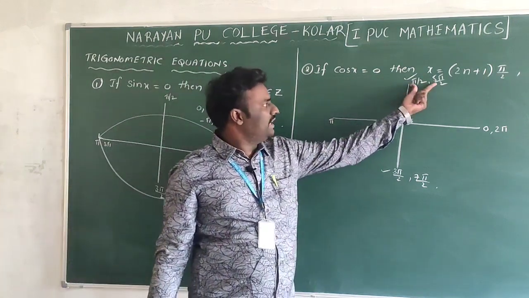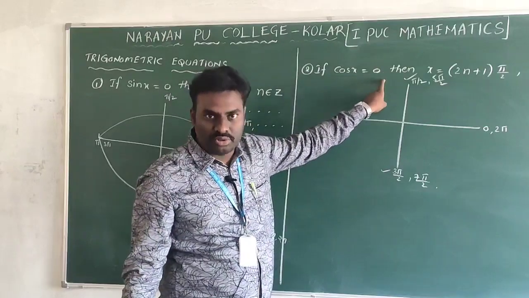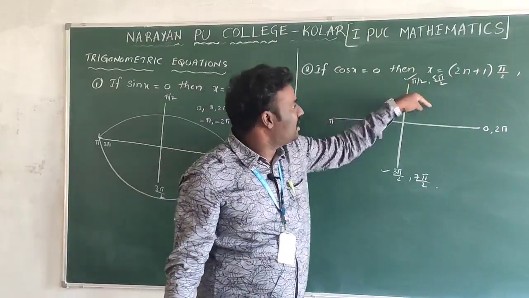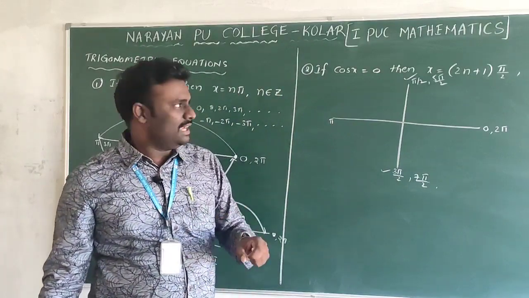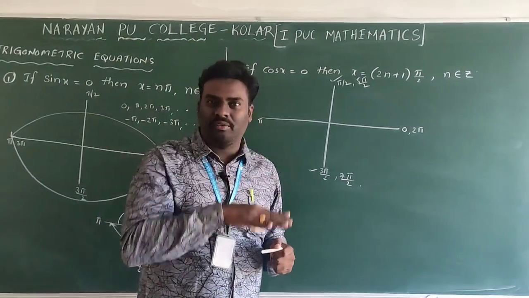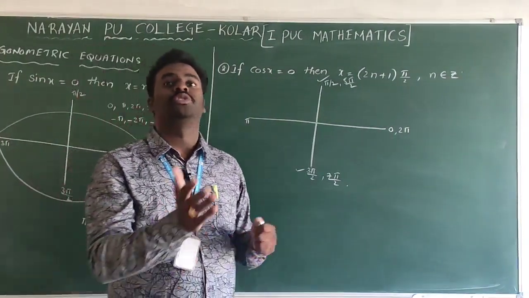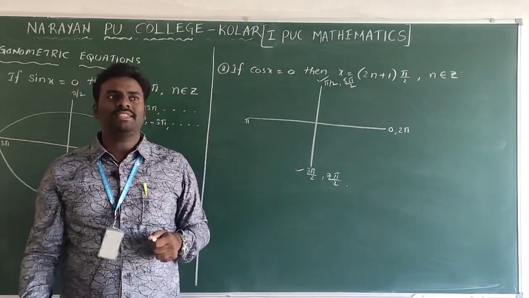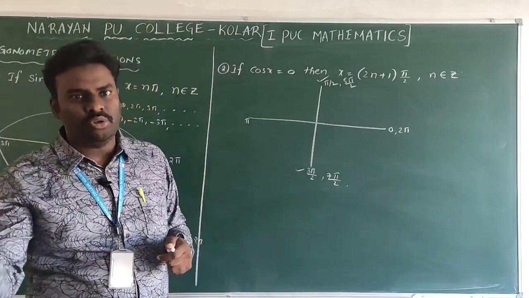So these all are the angles. At these angles, the cos value is 0. That's why these all can be considered as solutions. But here also, the same measurement: if I take the angle in the anti-clockwise direction, you will get positive angles. If you measure the angle in the clockwise direction, negative values will also come.